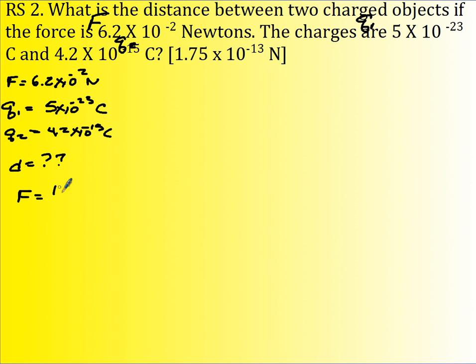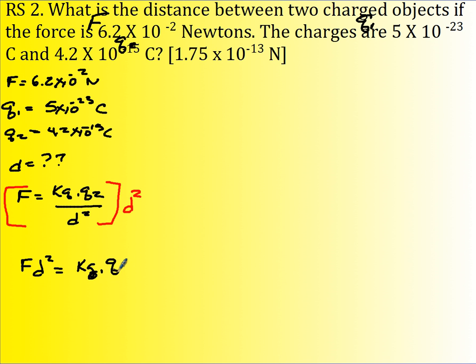So I know F is K Q1 Q2 divided by D squared. I need to solve this for D squared. So the first thing I'm going to do is multiply through by D squared, both sides. So F D squared is K Q1 Q2. I still want D by itself. So I need to divide through by F on both sides so that I wind up with D squared is K Q1 Q2 divided by F.